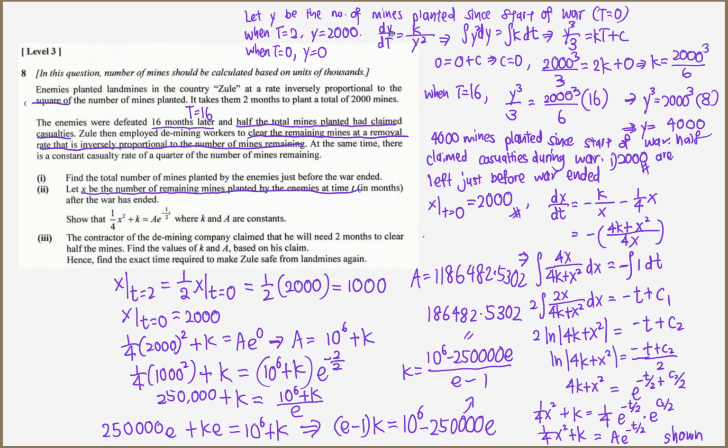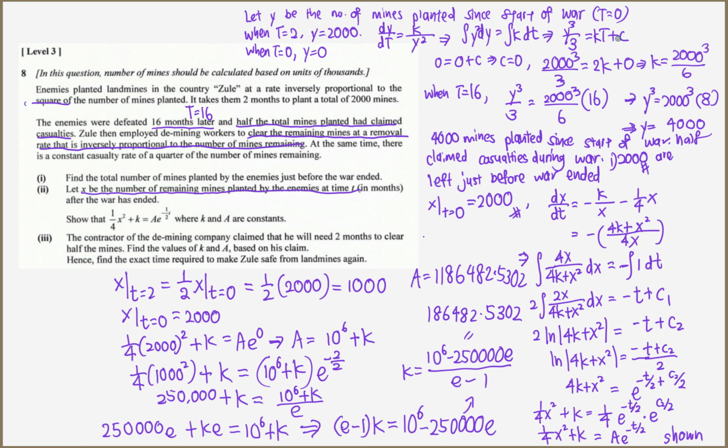So the rate of planting the mines is dy/dt, which equals k over y squared, meaning inversely proportional to the square of the number of mines planted, where y is the number of mines planted and y squared is the square of the number of mines planted. So when we integrate this, y squared moves over to the other side with k. When we integrate, this becomes y cubed over 3 on the left hand side, and the right hand side becomes kt plus c, where c is just an arbitrary constant.